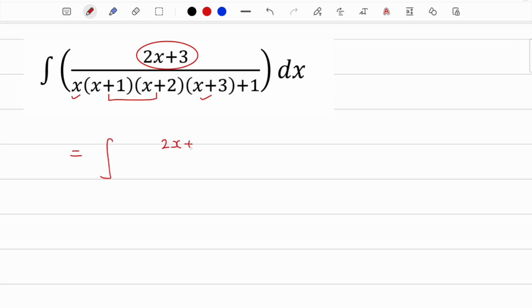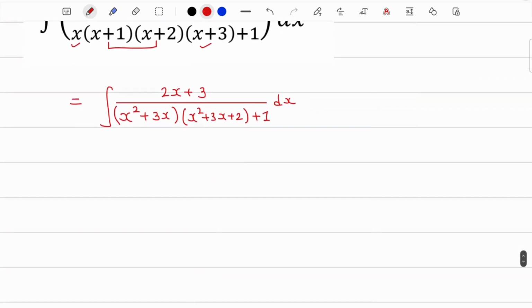So what we get here: integration of 2x plus 3 as it is, right? x into x plus 3, which is nothing but x square plus 3x, and x plus 1 into x plus 2, which is nothing but x square plus 3x plus 2, and the last plus 1 is as it is. So now this is our simplified form.